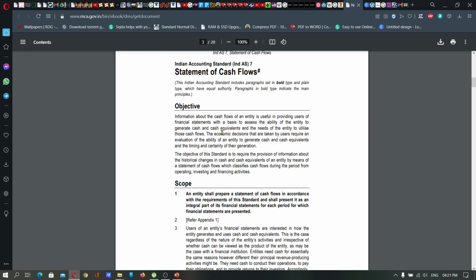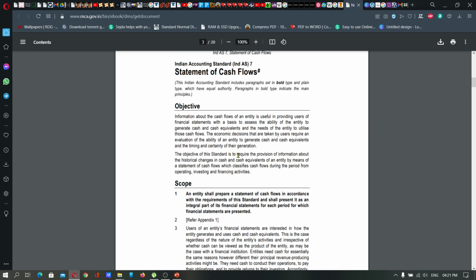The economic decisions that are taken by users, meaning the investors, require an evaluation of the ability of an entity to generate cash. In simple terms, we can say the liquidity of the concern. If the concern has a sufficient liquidity position, that means it has the ability to generate cash. So, as an investor, we will invest in a concern that has a favorable liquidity position.